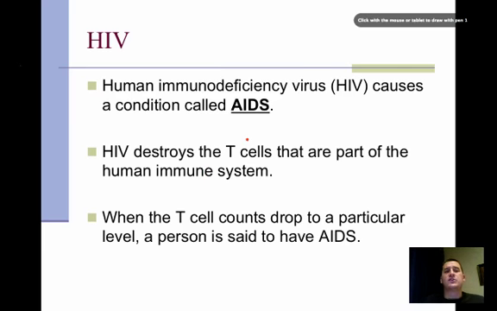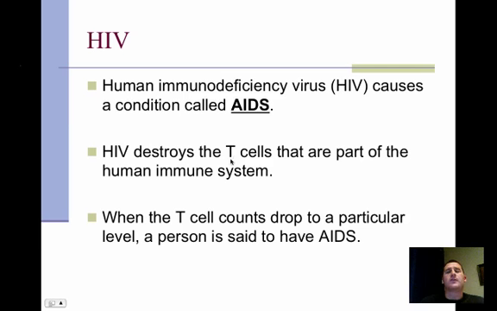So just a basic overview of a few viruses. We got HIV, which is human immunodeficiency virus. This causes a condition called AIDS. So we can treat the virus, but we can't treat the disease. That's what makes HIV and AIDS so deadly worldwide, because most people don't know they have HIV until it becomes full-blown AIDS. So what HIV does is it destroys what's called T cells.